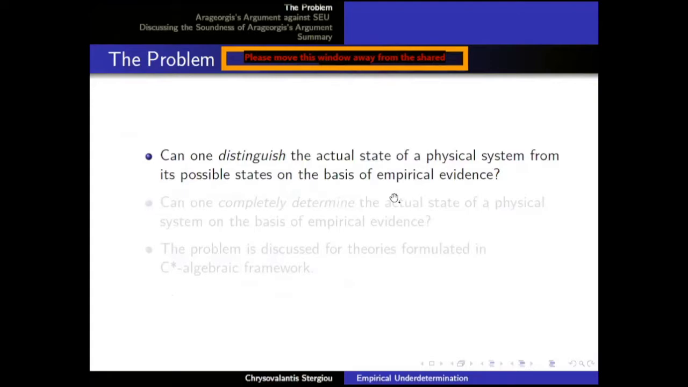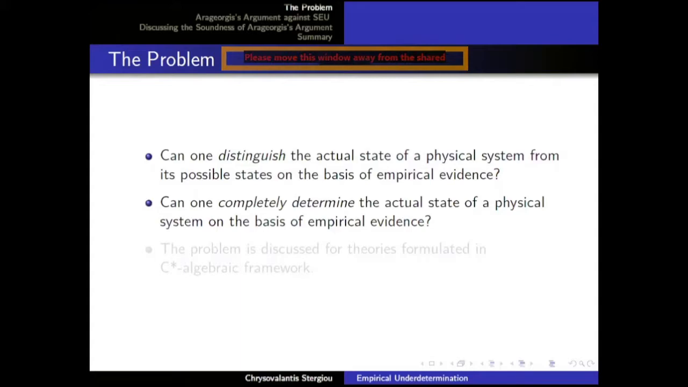Now, the problem can be defined in terms of the following questions. Namely, can one distinguish the actual state of a physical system from its possible states on the basis of empirical evidence? And the other question is, can one completely determine the actual state of a physical system on the basis of empirical evidence? So the problem has, let's say, two parts: the distinction of the actual state among other states, and the complete determination in terms of empirical evidence. And of course, as I have already said, the problem is discussed for theories formulated in C*-algebraic setting.